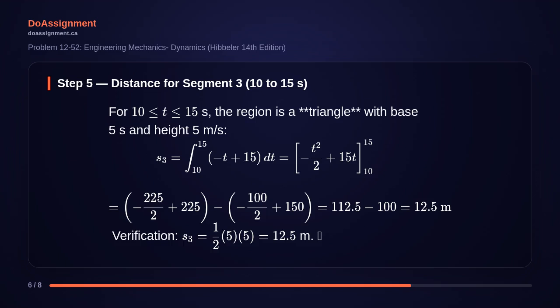For the third segment, from 10 to 15 seconds, the v-t curve forms a triangle with base 5 seconds and height 5 meters per second. The area is 1/2 times 5 times 5, giving 12.5 meters. Integration of negative t plus 15 from 10 to 15 also confirms 12.5 meters.